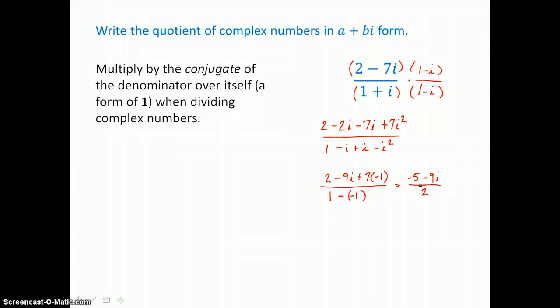But I don't leave my result in this form because I want it in a plus bi form, so I need to divide both negative 5 by 2 and negative 9 by 2 in order to leave this answer in a plus bi form. I need to see the real number part and I need to see the imaginary part.